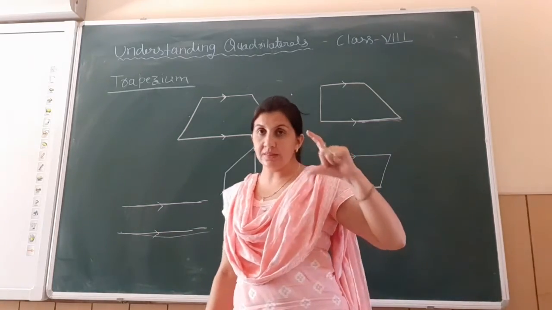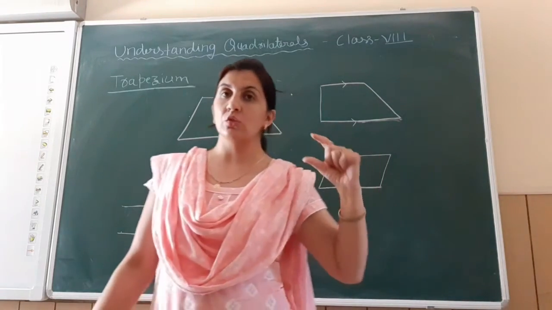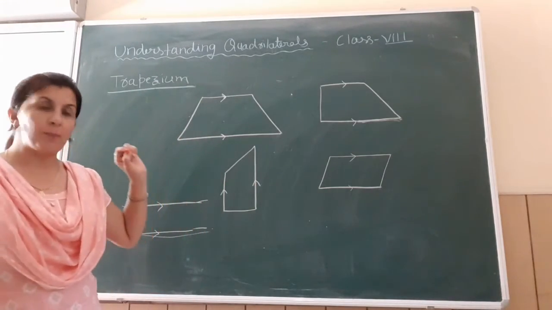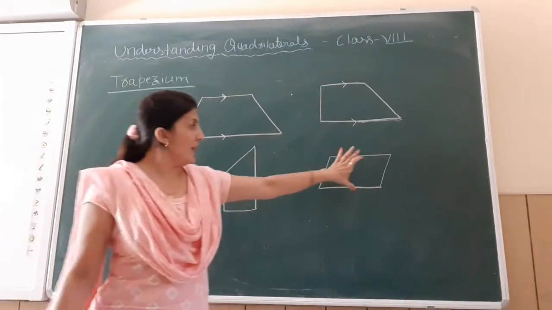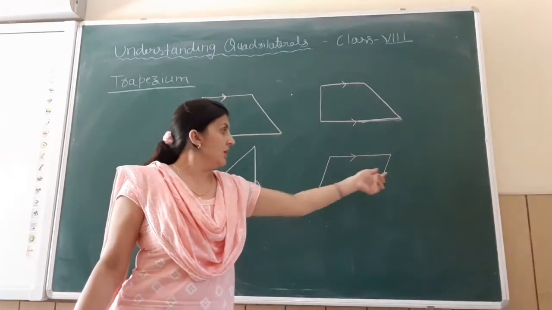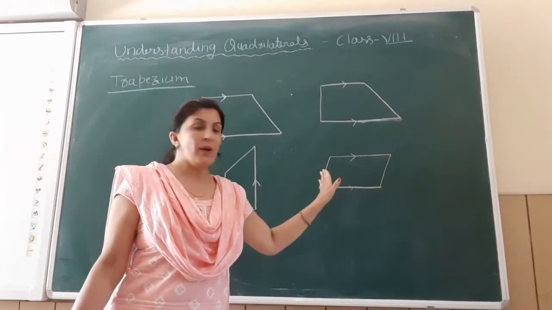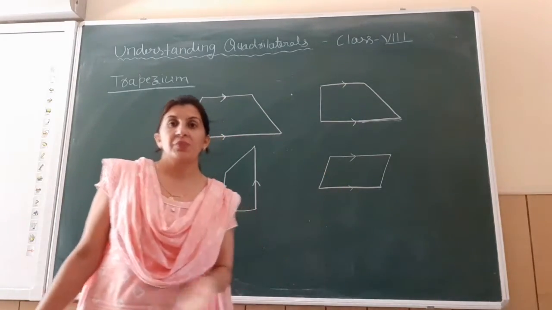So the distance between these two lines is always equal. So these are the parallel lines. The best example is a railway track. These are parallel lines. Yes, these are not. The other two sides can also be parallel or not. If these are also parallel, then the shape will be another type.